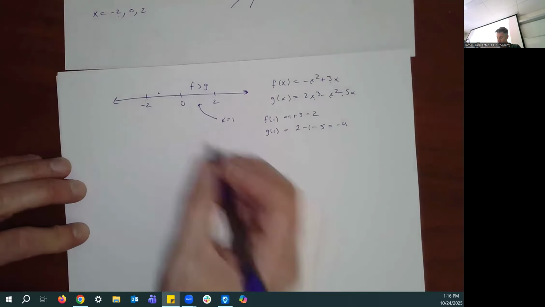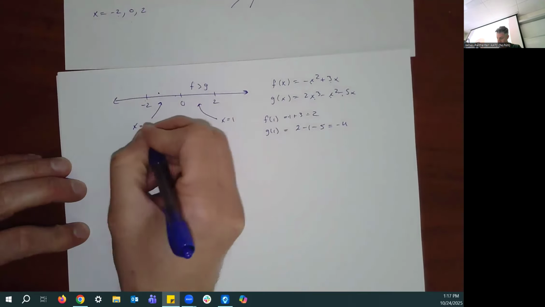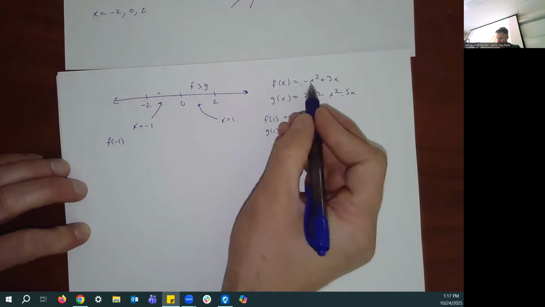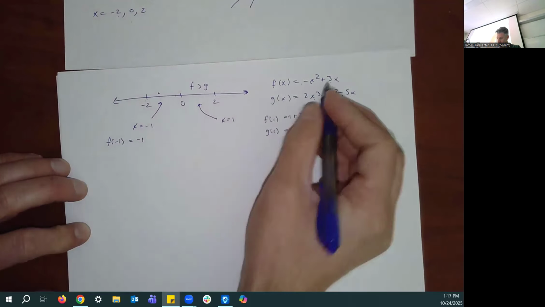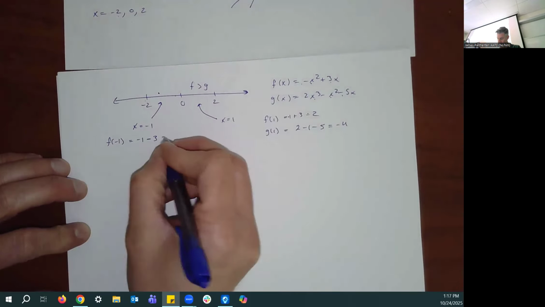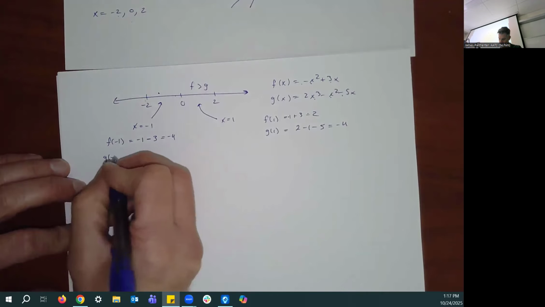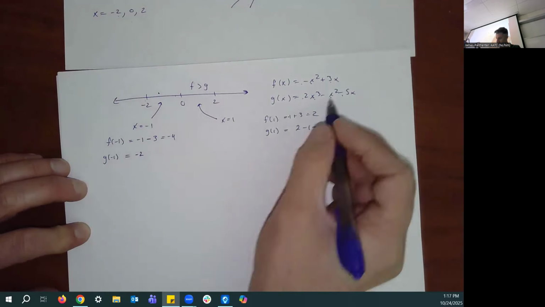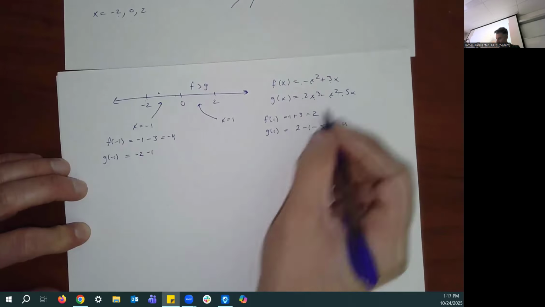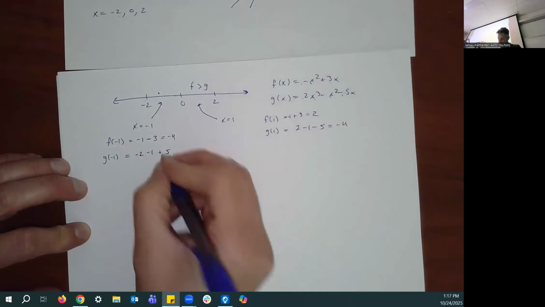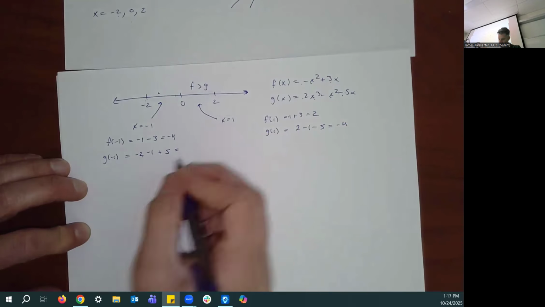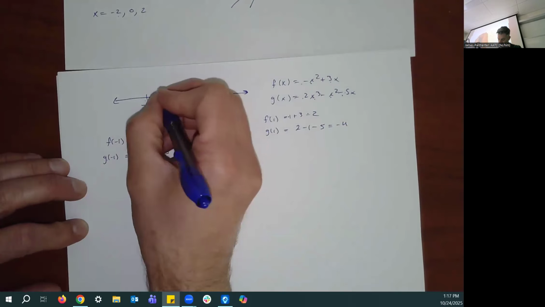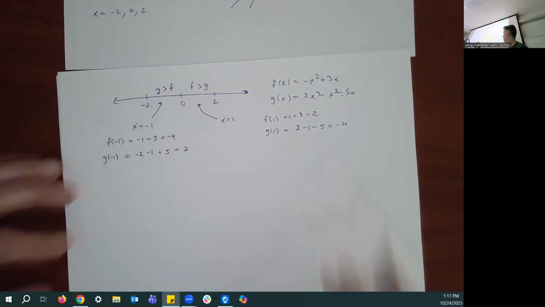So between -2 and 0, we're going to check x equal to -1. And we're going to see that f of -1 is -1 squared, which is -1, plus 3 times -1, so -3. That's -4. And g of -1 is 2 times -1 cubed, -2, minus -1 squared, minus 5 times -1. That's going to be -3 plus 5, which is 2. And clearly, g being positive is the larger function. So in this interval, we're going to get g bigger than f.